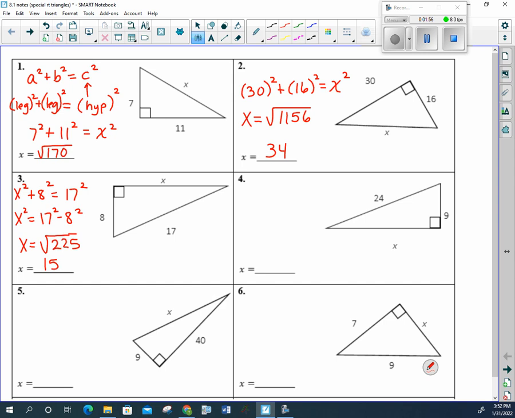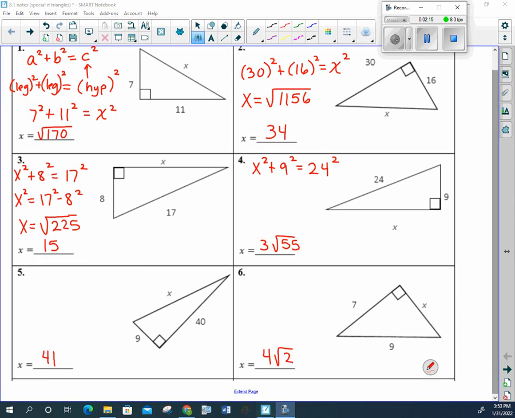All right, over here, same thing, x squared plus 9 squared equals 24 squared. And we'll just solve that. So just for the sake of time, I'll just put the answers up for the other three. Okay, so there's our answers for those last three. I won't work through those. It's just more of the same of what we were doing.